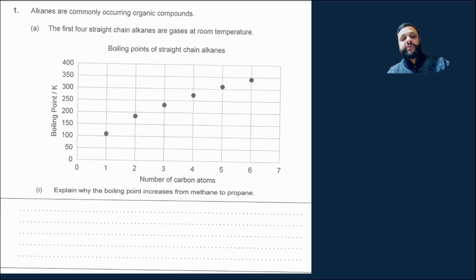November 2024, Paper 2, High Level, Question 1. Alkanes are commonly occurring organic compounds. A. The first four straight chain alkanes are gases at room temperature. 1. Explain why the boiling point increases from methane to propane.